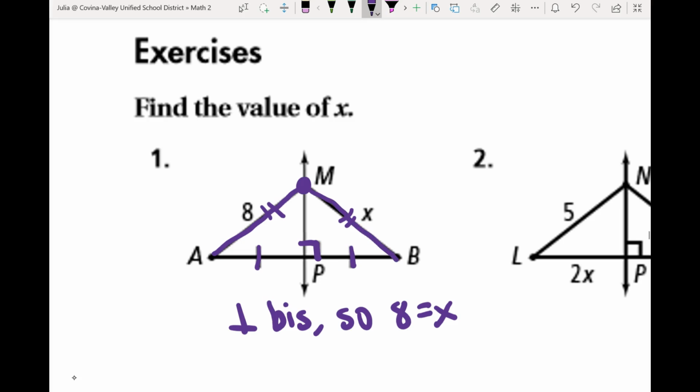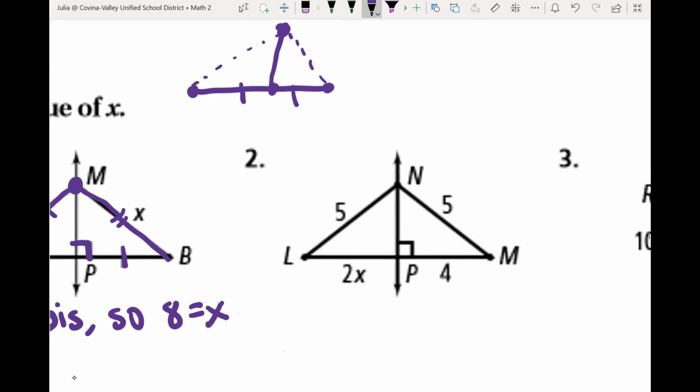Now don't write this down, but think about it. What if I drew a segment right here, and that's the middle, but I drew a segment like this that's not perpendicular? Is that the same distance to here as it is to here? No. That's why it has to be on a perpendicular bisector, so it could be the same distance from both sides.